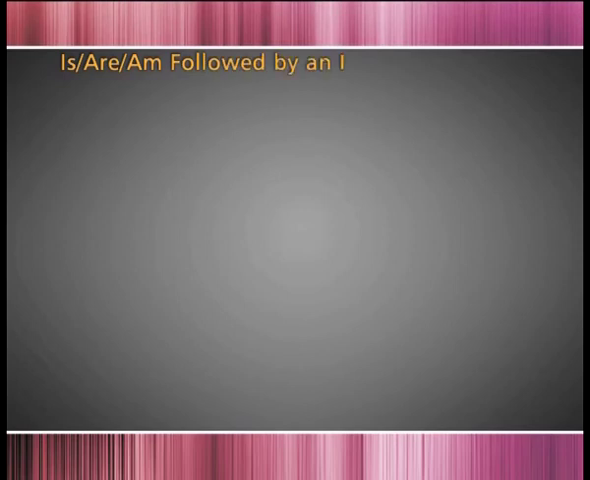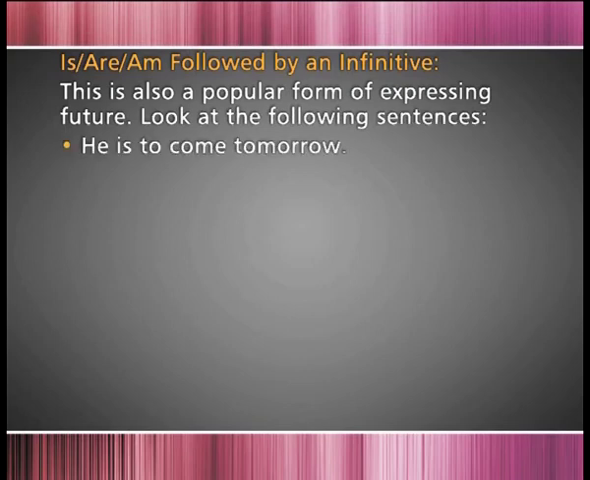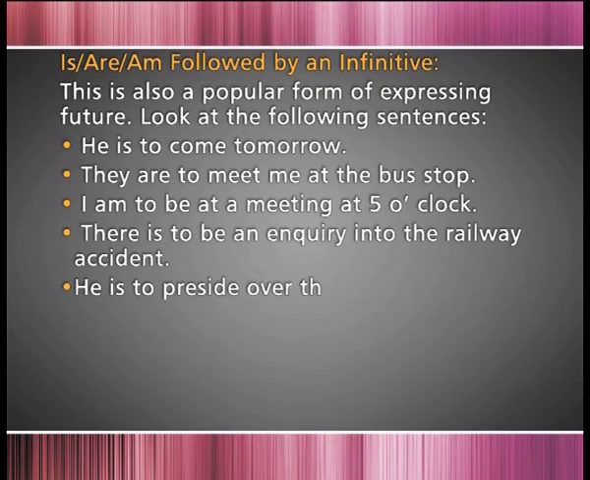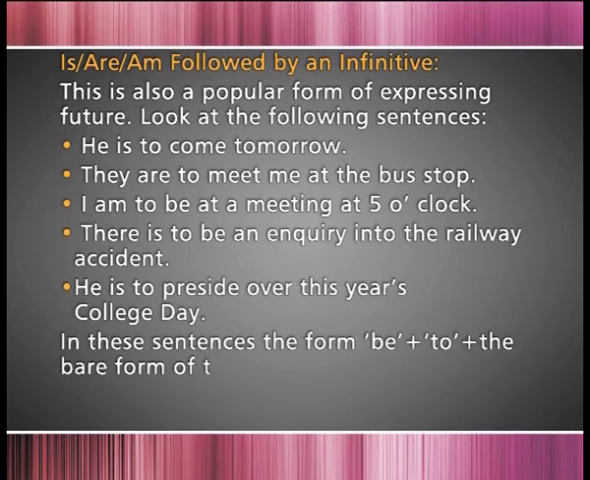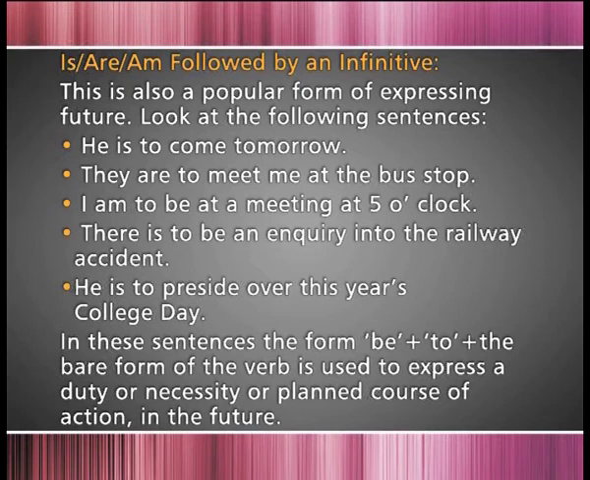Is, are, am followed by an infinitive. This is also a popular form of expressing future. Look at the following sentences. He is to come tomorrow. They are to meet me at the bus stop. I am to be at a meeting at 5 o'clock. There is to be an inquiry into the railway accident. He is to preside over this year's college day. In these sentences, the form be plus to plus the bare form of the verb is used to express a duty or necessity or planned course of action in the future.